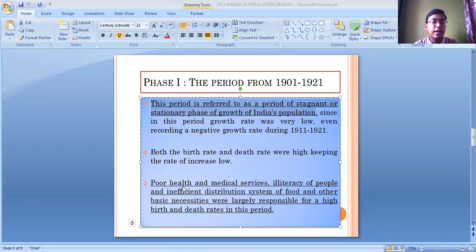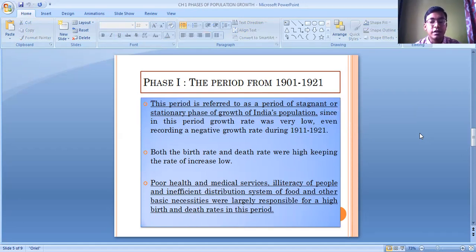So the main thing responsible for a stagnant population growth rate was the high birth rate and the high death rate. And why did the high birth rate and high death rate prevail? Because the medical facilities were not improved, the people were illiterate, and there was not equal distribution of food. So this is the reason that during 1901 to 1921, the population remained stagnant, and even during 1911 to 1921, the population, instead of increasing, decreased. There was a negative growth rate of population during this time.